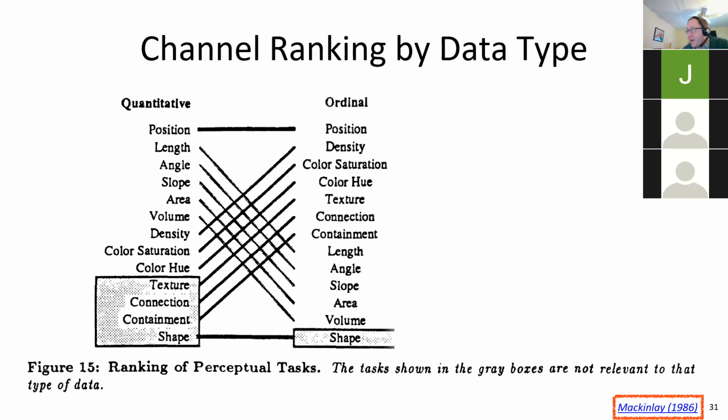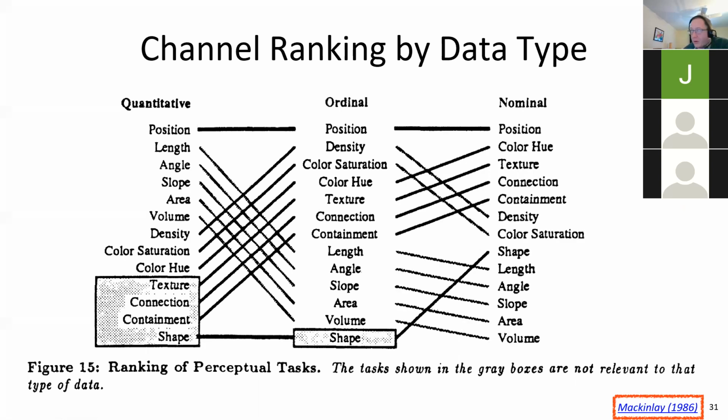Okay. Here's ordinal data. Notice shape is still terrible. Position is still the best, but density is pretty good for ordinal data because you don't actually count. You just see there's a lot. And density is way down here for quantitative data if you actually want to measure the actual value.